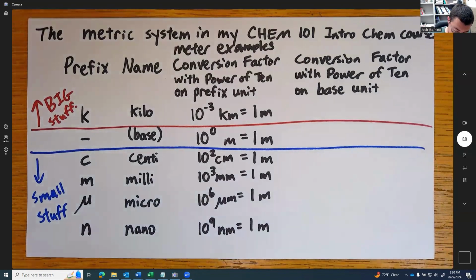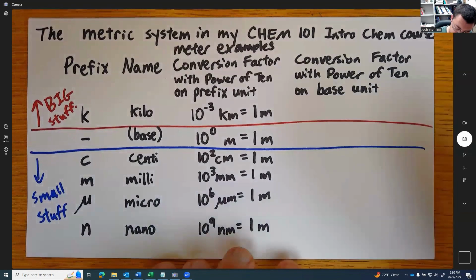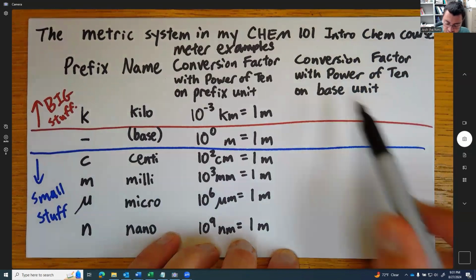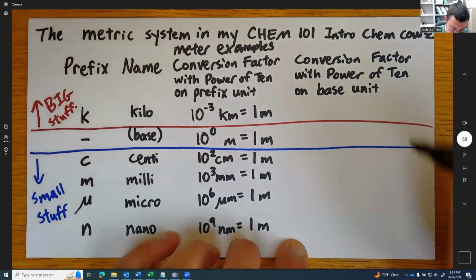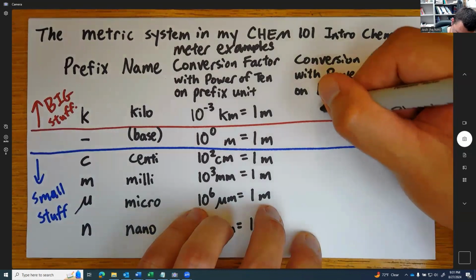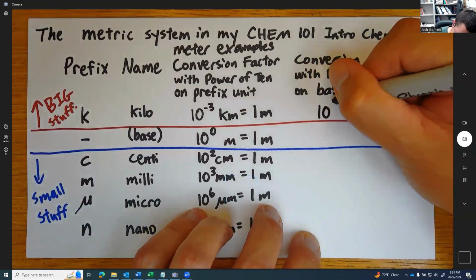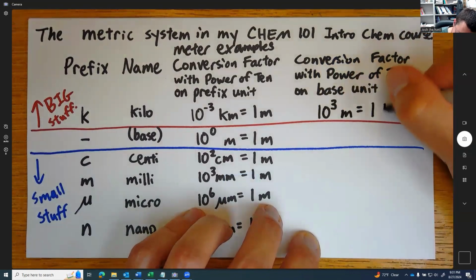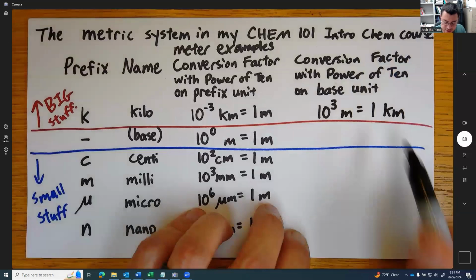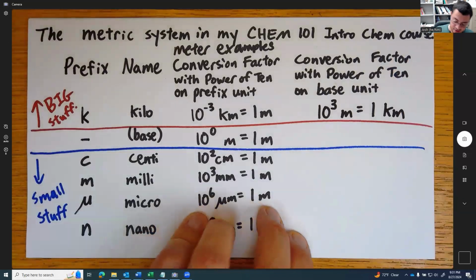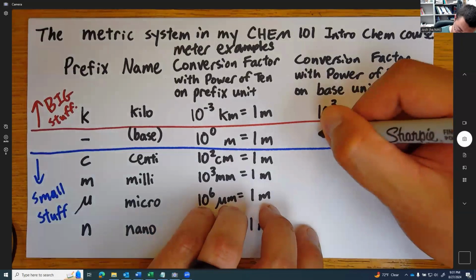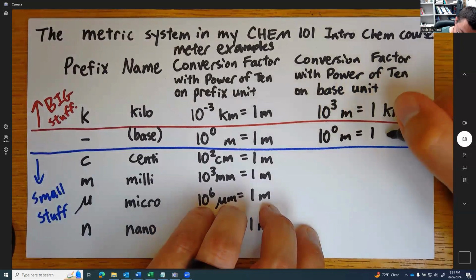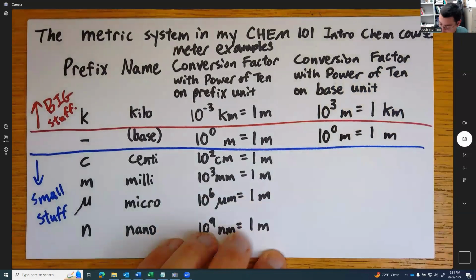All right, so let's keep this going. Now, for our second conversion factor, we're going to have a power of 10 on our base unit. Let me show that in action. 10 to the 3 meters is the same as 1 kilometer. A kilometer is 1,000 meters. 10 to the 0 power meters is 1 meter. We get the same result again.